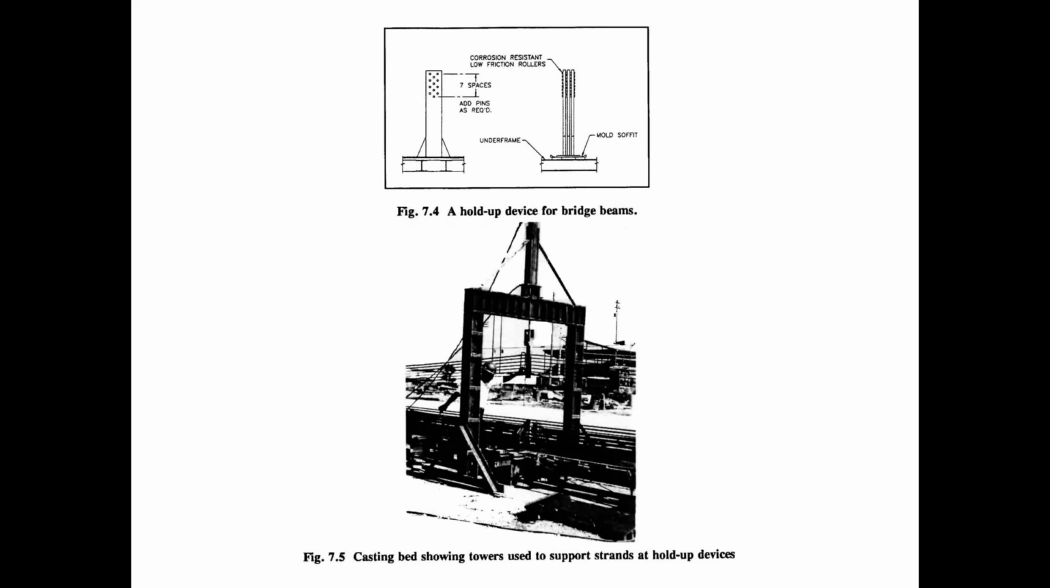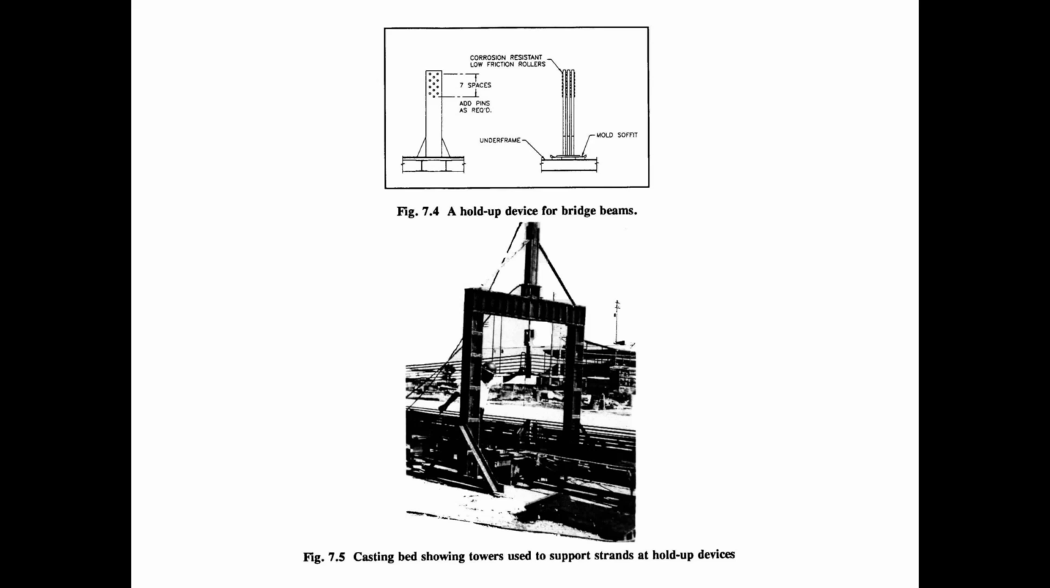Figure 7.4 and figure 7.5 represent a couple of different ways that we can hold up the strands at the hold up locations. Figure 7.4 is a hold up tower. This is like a column that sits on the soffit of the beam bed. This tower, or column, is typically made out of steel plates. So it acts as a column and it can resist that compressive load, that downward force that is applied when the strands are in the draped position.